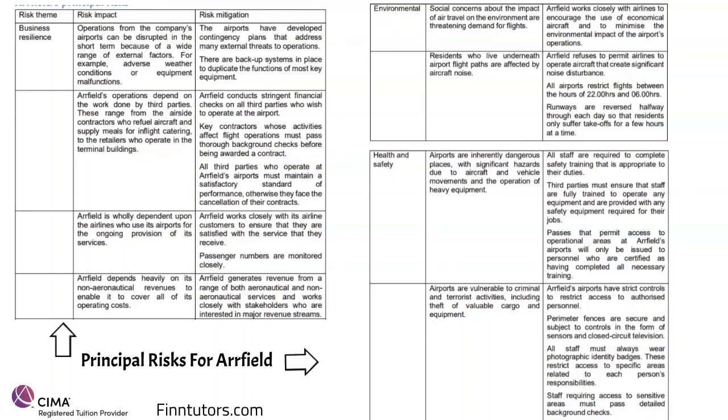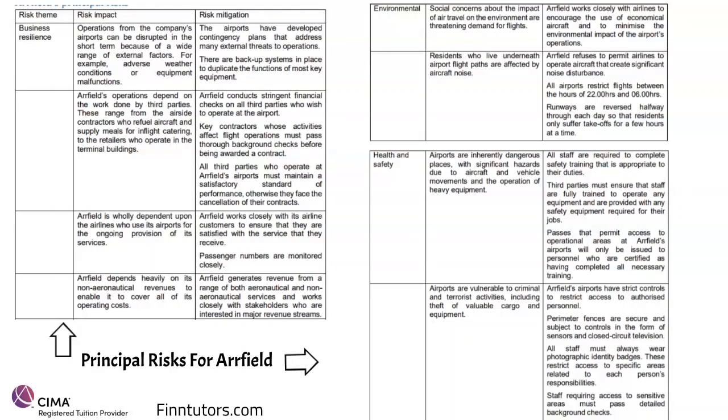In the same way, there is health and safety. Airports are inherently dangerous places with significant hazards. So, what are you doing to mitigate this? Staff are required to complete safety training. Third parties must ensure that their staff are well trained, they know the risks. Passes that permit access to operational areas at Arrfield's airport will only be issued to personnel who are certified and have completed all the training. So, any person just can't go anywhere.